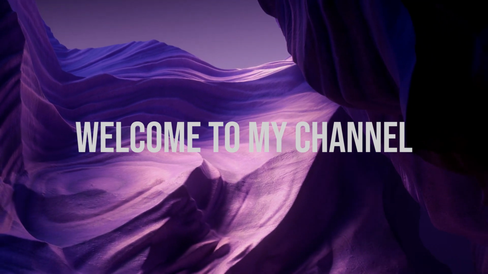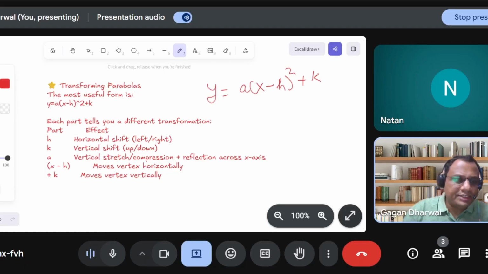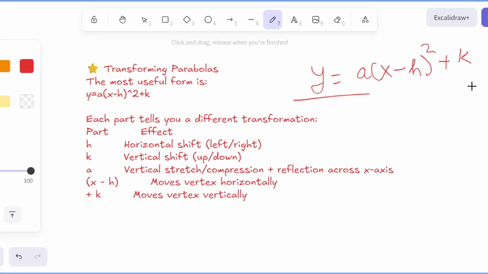So the parabola equation is y equal to a(x minus h) square plus k, right? Where your h and k are the vertex of the parabola. Transforming parabolas means you are moving the parabola up and down, left and right. So if you know this equation, things will become easier.